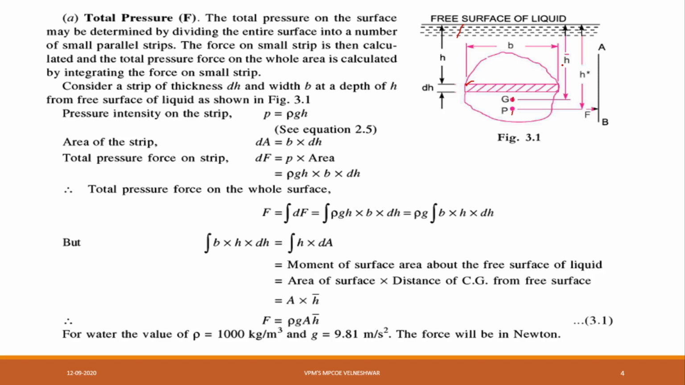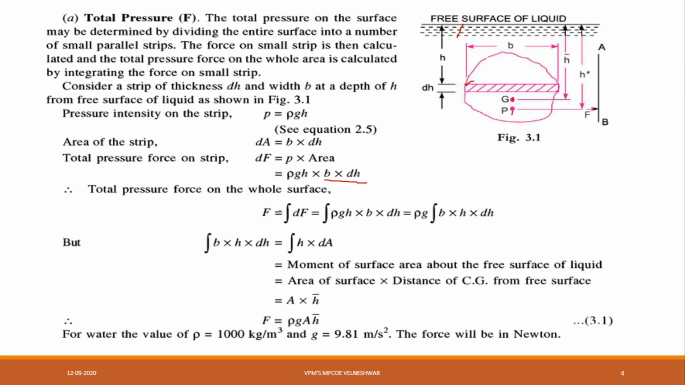What is the formula for pressure? We know one formula from our previous sessions: p is equal to rho g h. I am taking that one. Next, the area of the strip is width into height, that is b into dh. Next, pressure is equal to force upon area, so force is equal to p into area. Here p is rho g h and area is b into dh.